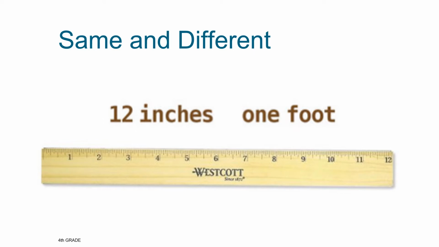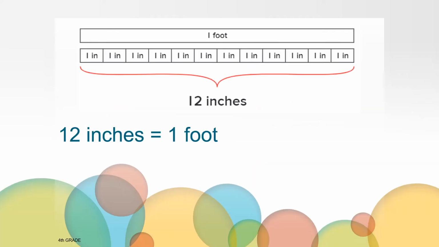12 inches and 1 foot are 2 different ways of naming the same length. 12 inches and 1 foot are both the size of a ruler. Remember, yesterday you learned that 12 inches equals 1 foot. You might see it written out in words, or it can be written with the abbreviations we use for inches and feet.